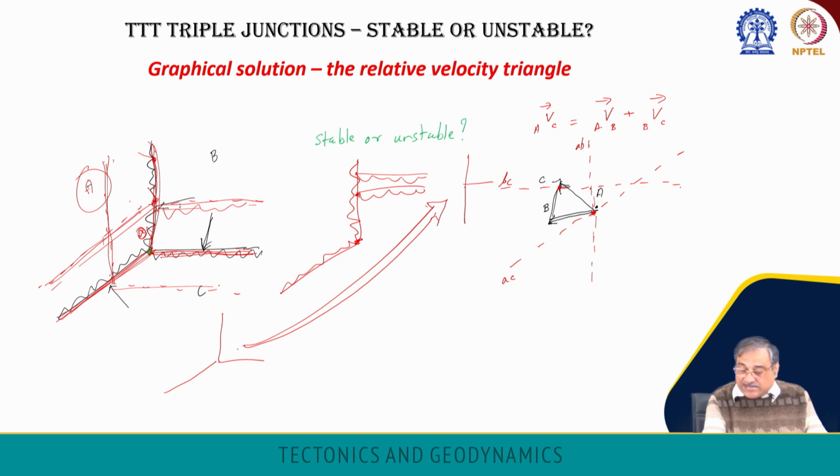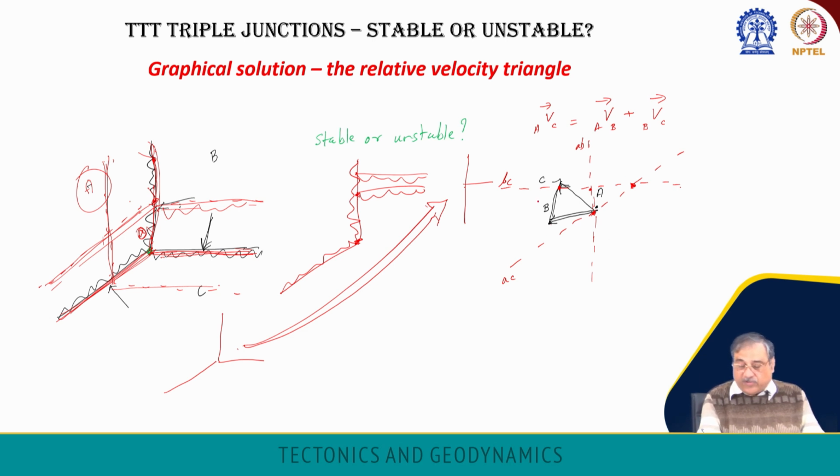Now, as you can see, this point here represents the intersection of the boundary between plates B and C with the boundary between plates A and B. This point here is the boundary between plates B and C, and the boundary between plates A and C.